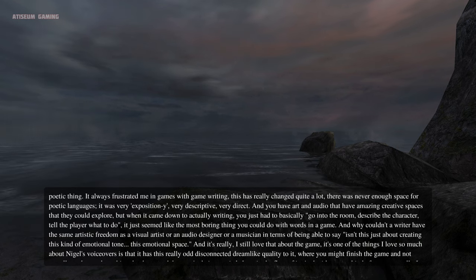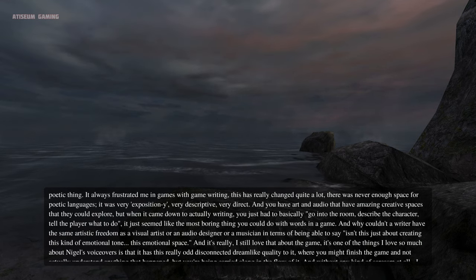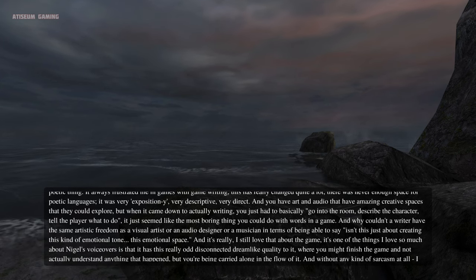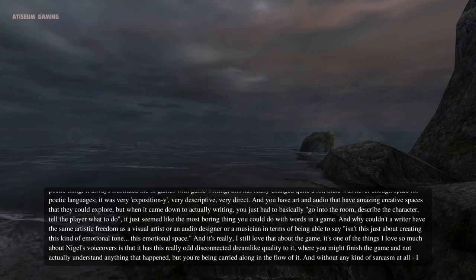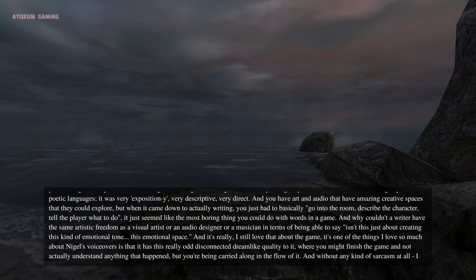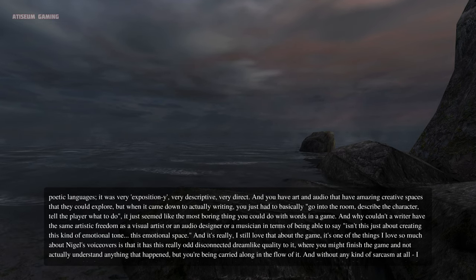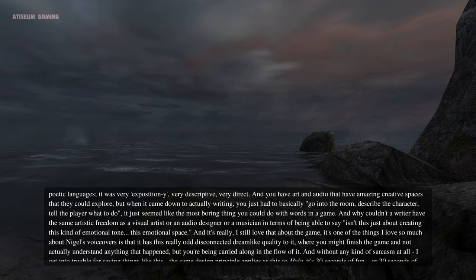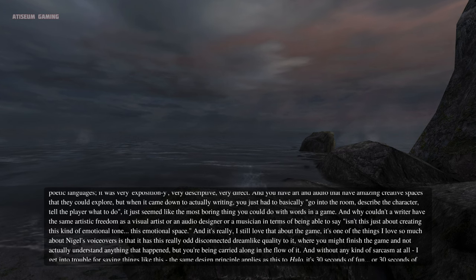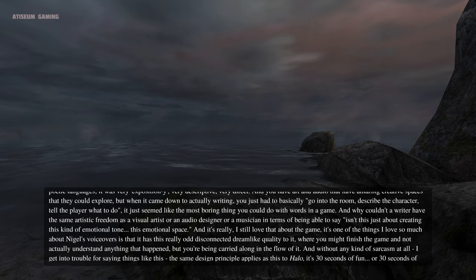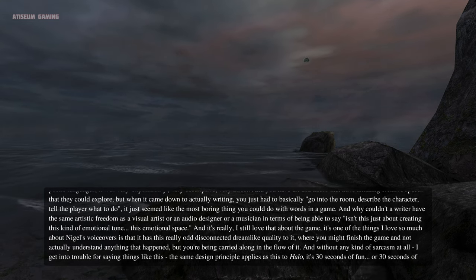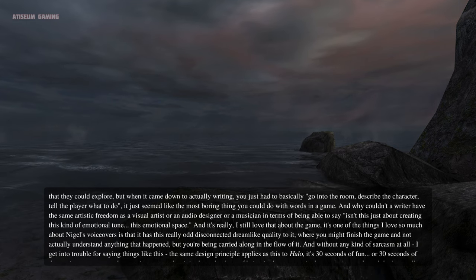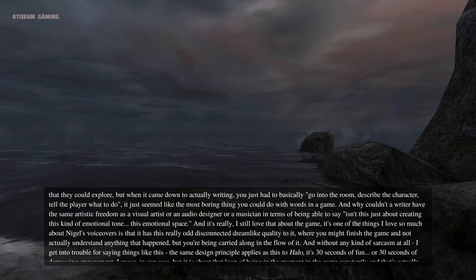And why couldn't a writer have the same artistic freedom as a visual artist or an audio designer or a musician, in terms of being able to say, isn't this just about creating this kind of emotional tone, this emotional space? And I still love that about the game. It's one of the things I love so much about Nigel's voiceover: it has this really odd, disconnected, dreamlike quality to it, where you might finish the game and not actually understand anything that happened, but you'd have been carried along in the flow of it.